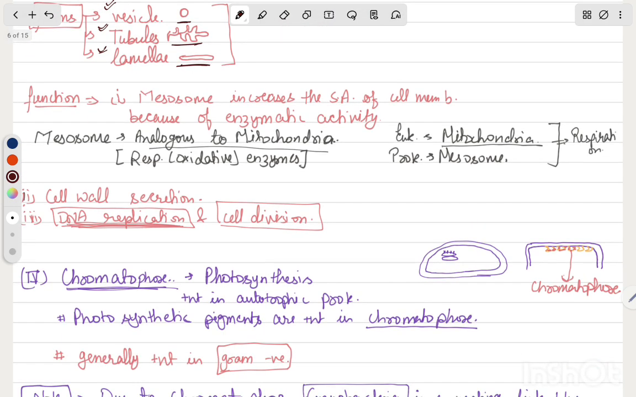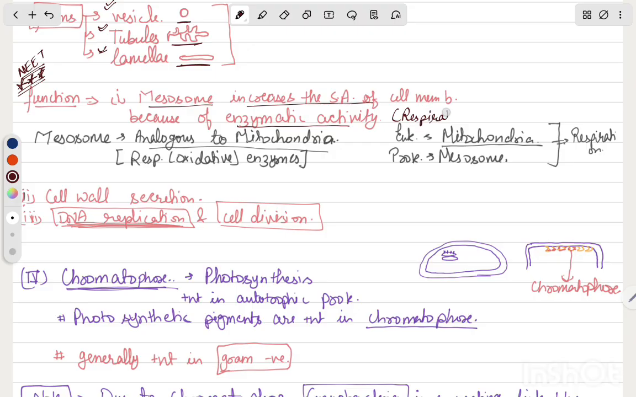Now, most important for NEET, what are the functions of mesosome? The first function of mesosome is that it increases the surface area. Why does it increase the surface area of the cell membrane? Because this mesosomal membrane has enzymatic activity for respiration.